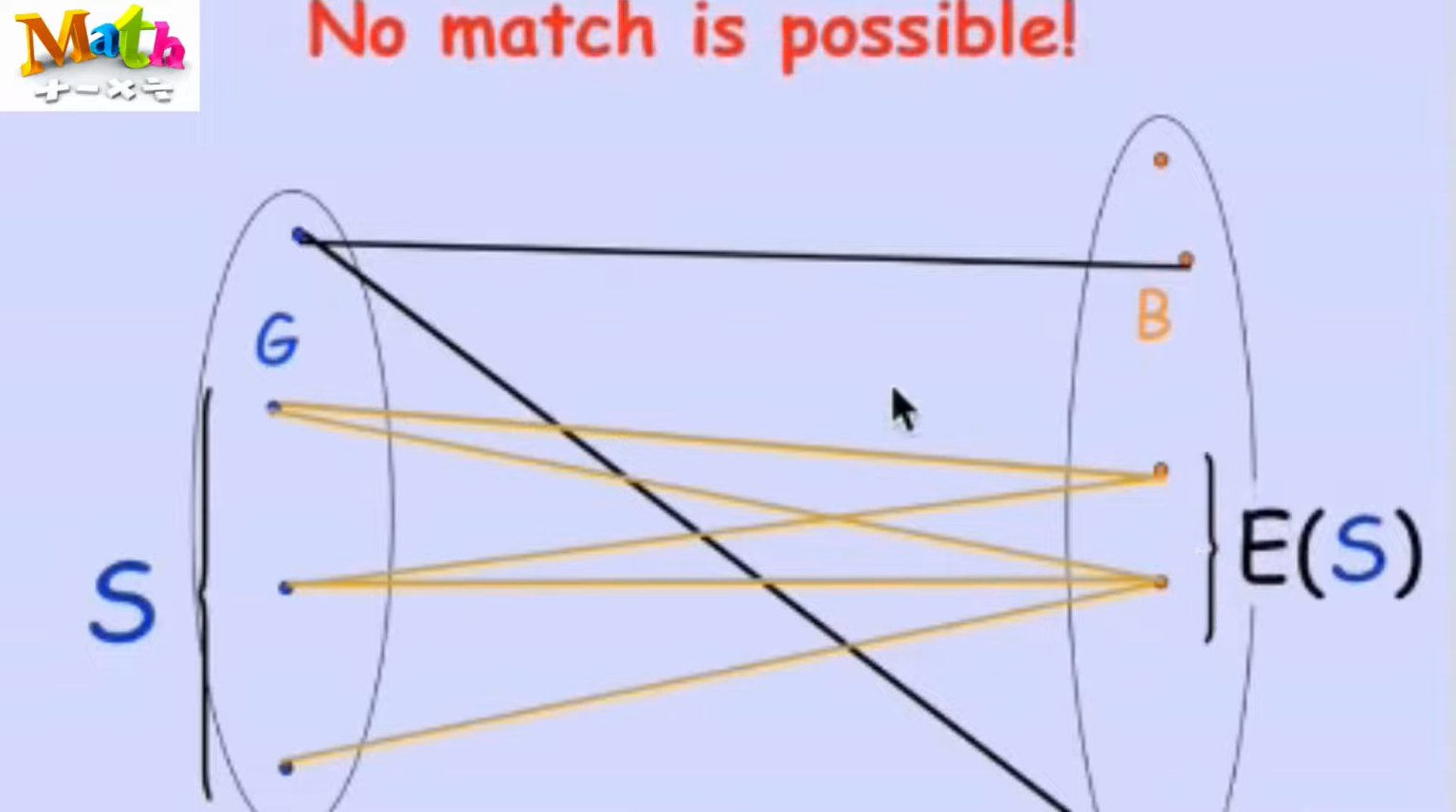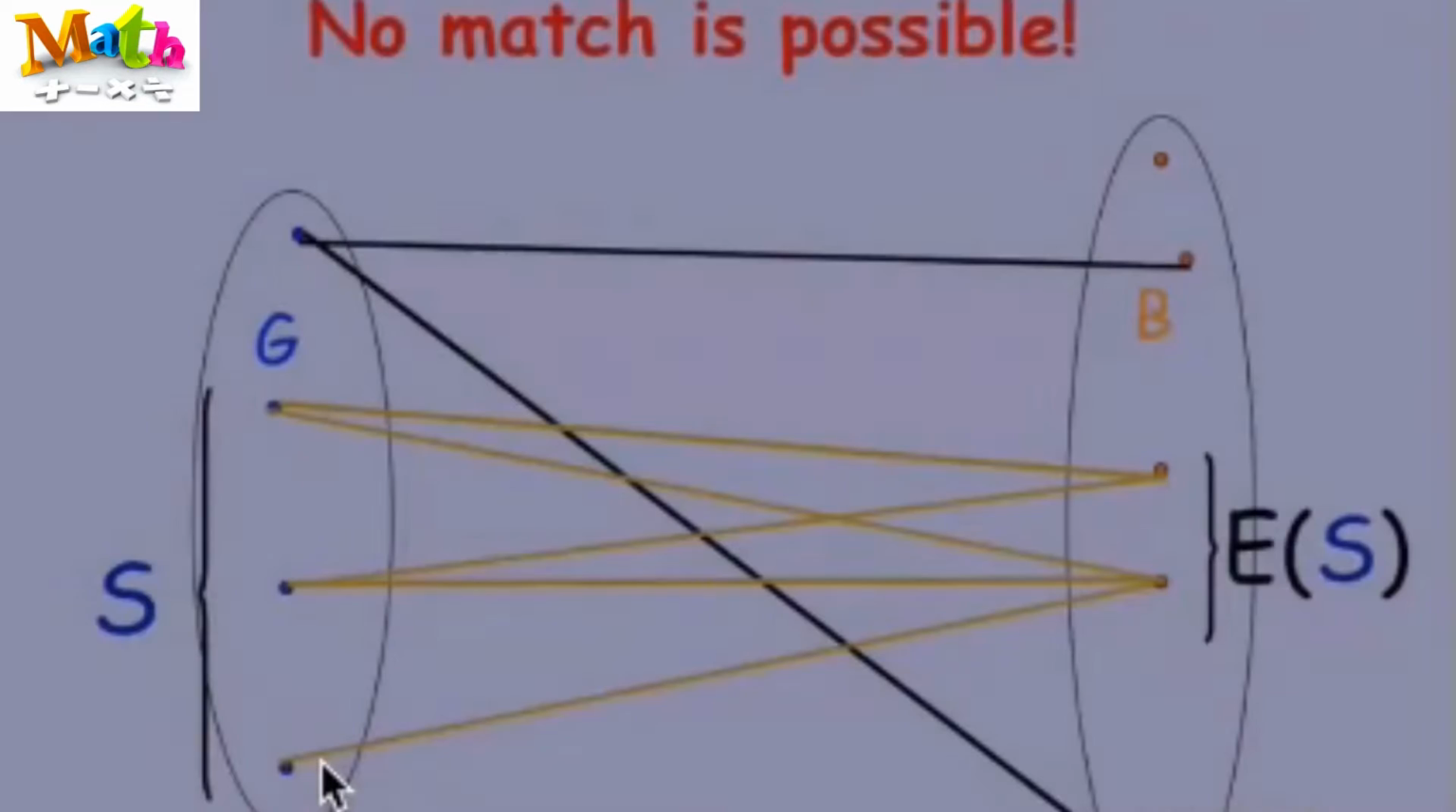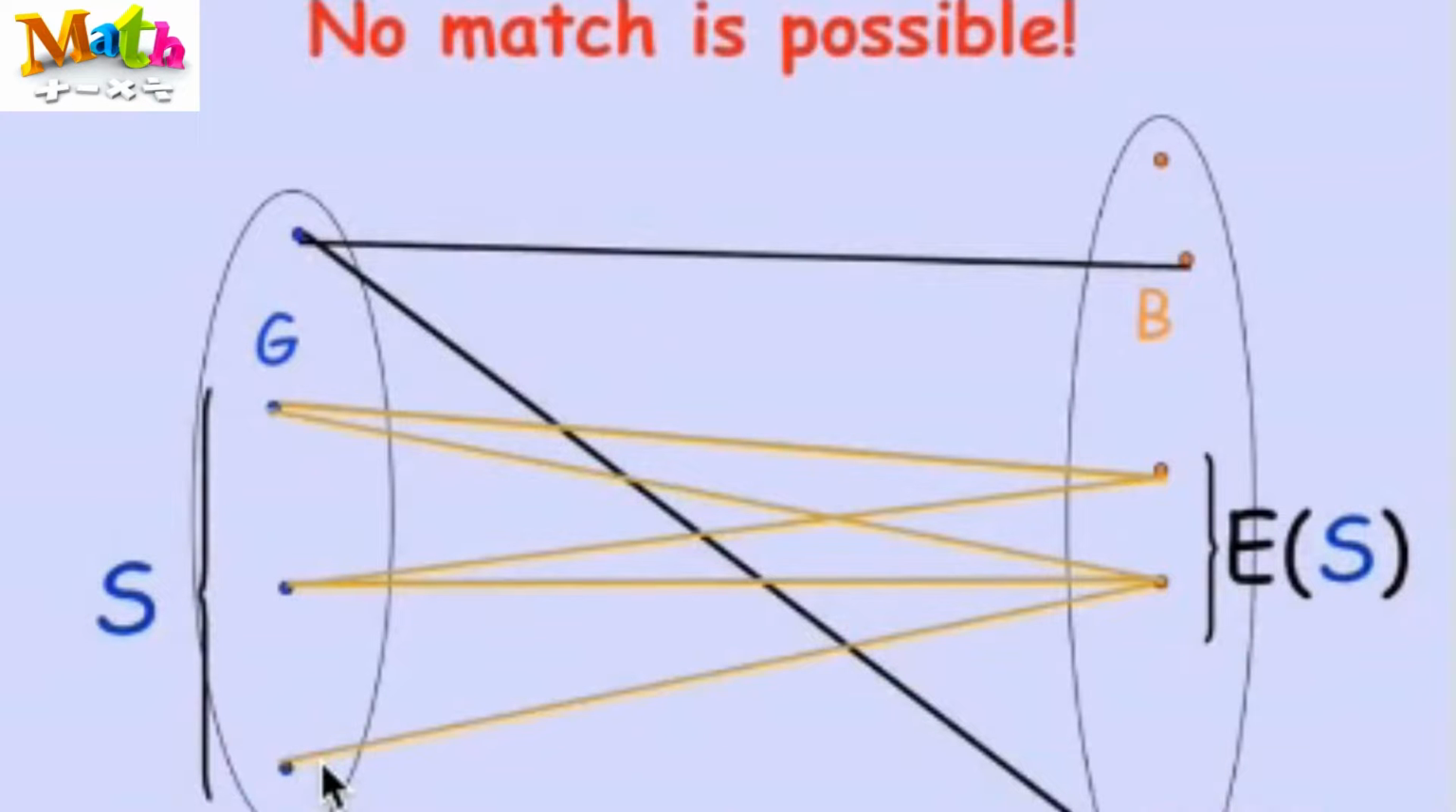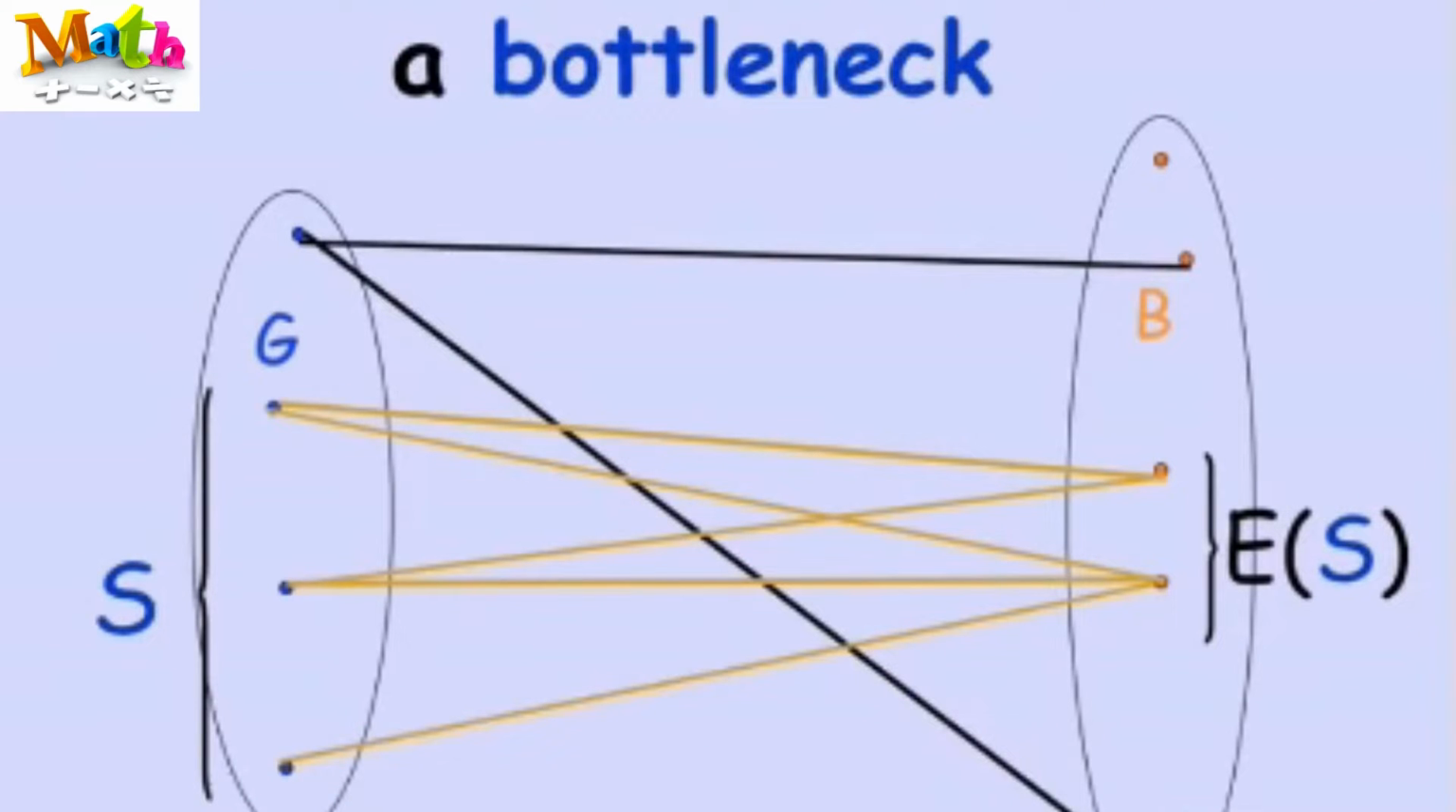So more generally, if you have a set S of girls on the left and look at the image of S under the edge relation, that is E of S, which is collectively the set of all of the boys that are compatible with one or more of the girls in S, then we previously had an example where the size of S was 3 and the size of E of S was 2, and because S was greater than E of S, we were bottlenecked, and we couldn't possibly find a match. And more generally, the definition of a bottleneck is that if you have a set where the size of S is greater than the size of the image of S, then that's called a bottleneck.